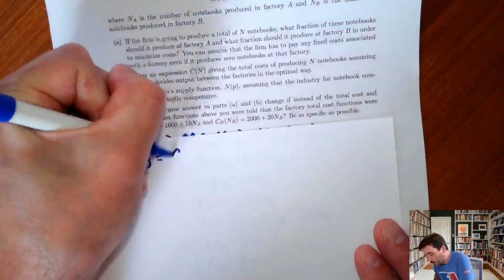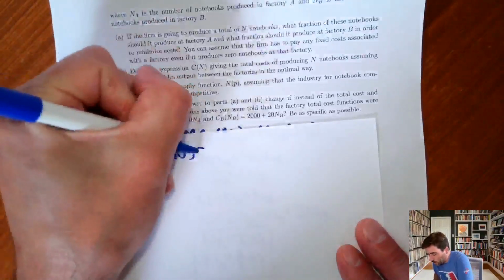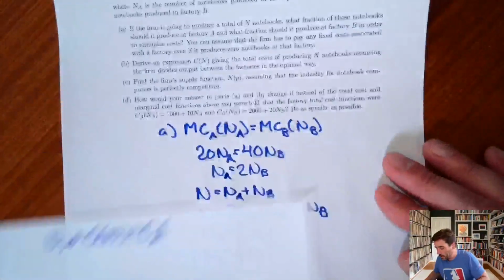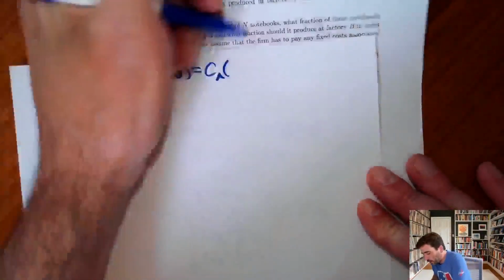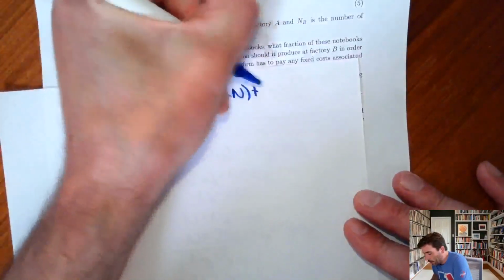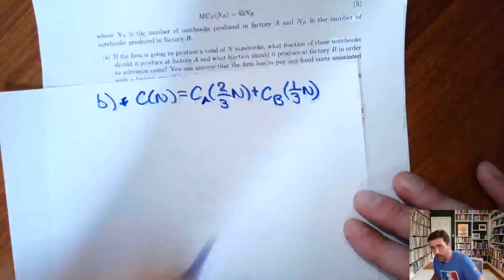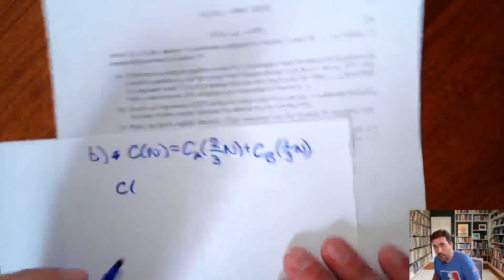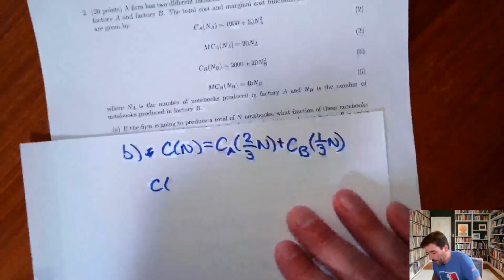The cost of producing N notebooks is going to be the cost at factory A of producing what we produce there, and we just found out that's 2/3 N, plus the cost at factory B of producing 1/3 N there. Now we can just go ahead and plug in our cost functions that were given to us at the top of the problem.